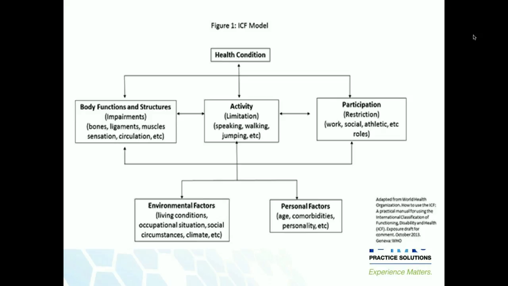Now, things that can affect the outcome of the episode of care would include personal factors, so the patient's age, comorbidities, their personality, other things like that, and then environmental factors, so living conditions, occupational situations, social circumstances, and climate. So those are all things which can coalesce to affect what will happen in the episode of care, how many resources the patient will require to get better, what period of time you'll have to apply those over, and what kind of outcome you'll expect to have at the end of it.